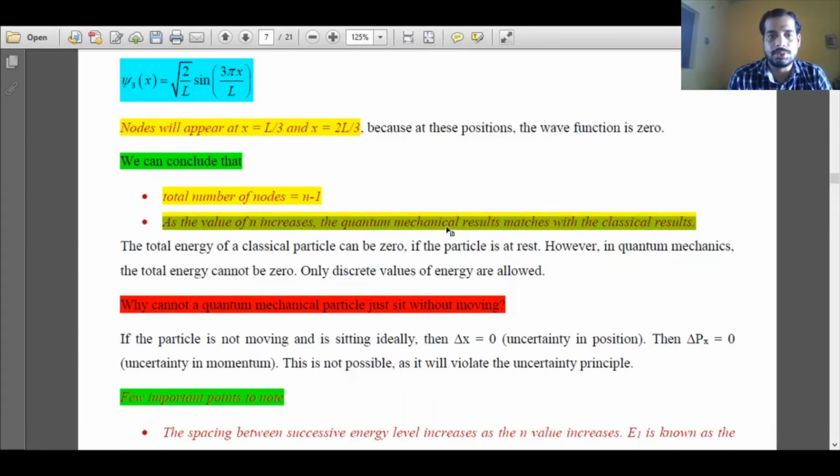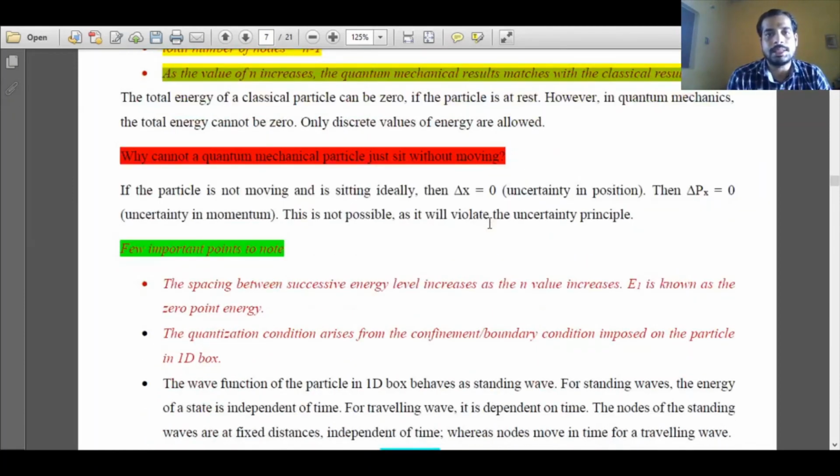We will also discuss what the correspondence principle is. It means as the quantum number increases, or as the value of n increases, the quantum mechanical result matches with the classical result. What is the classical result? Classical result says that it is possible to define the particle at any position, meaning the particle can be found at any position from 0 to L. So when the n value increases, the quantum mechanical result matches with the classical mechanical result.